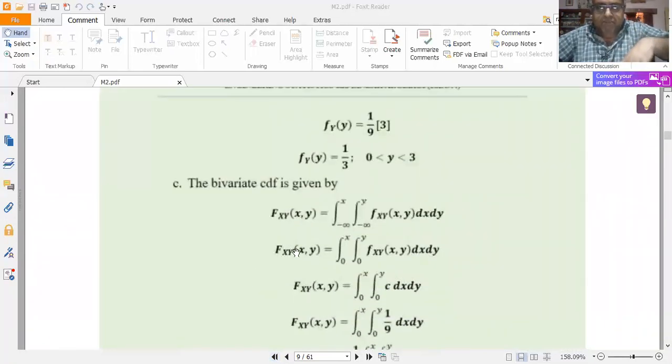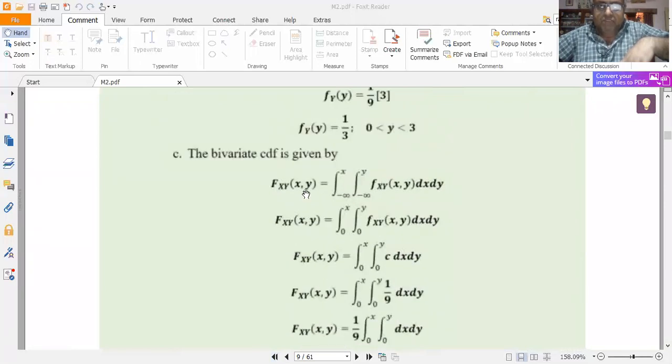So that is simply given by FXY of x comma y is equal to integral minus infinity to x, integral minus infinity to y, of fXY of x comma y dx dy. Very, very important formula which you need to remember. Without remembering this formula, we cannot solve this module at all. It's very, very important to remember this. So the bivariate CDF is simply given by FXY of x comma y is equal to integral minus infinity to x, integral minus infinity to y, small fXY of x comma y dx dy.